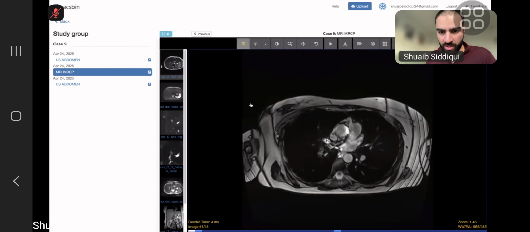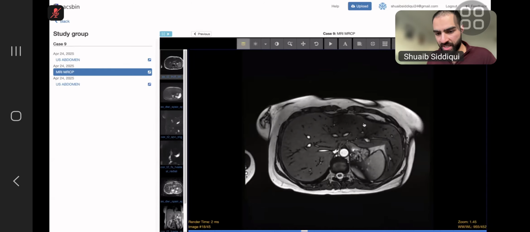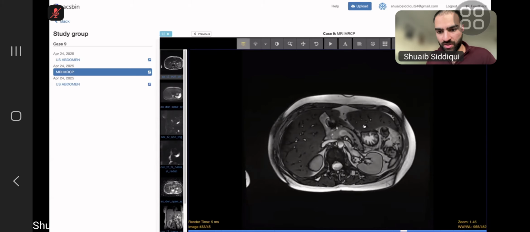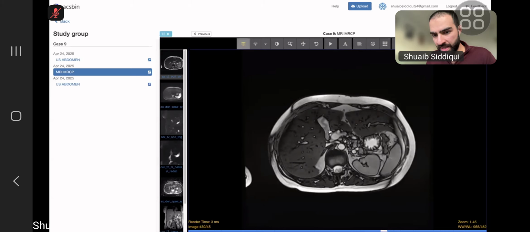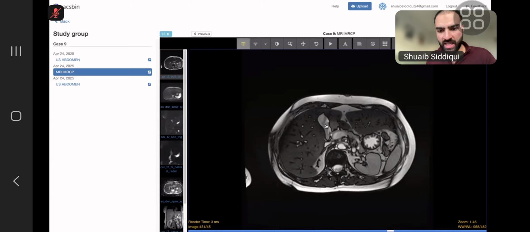And then when we look at the MRCP, you very rightly picked up that there's no biliary tree dilatation, which is super important because she's got obstructive LFTs. So yeah, that's a good thing that you said. So these are tubular or linear hyperintensities within the gallbladder lumen. Does anyone know what these could be?